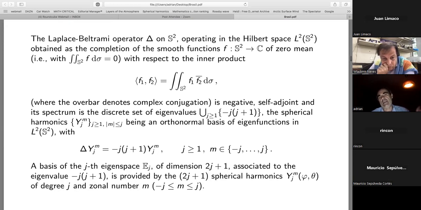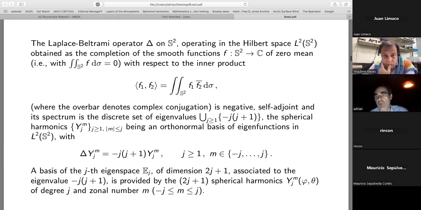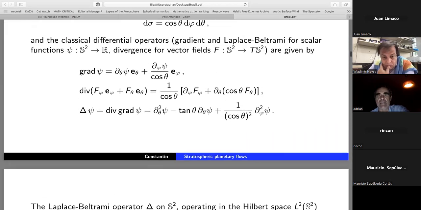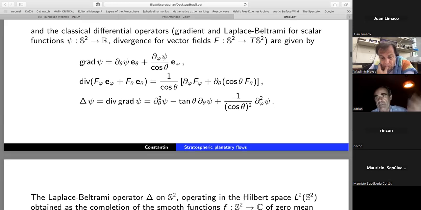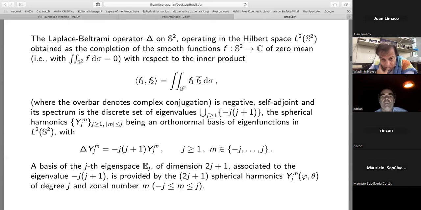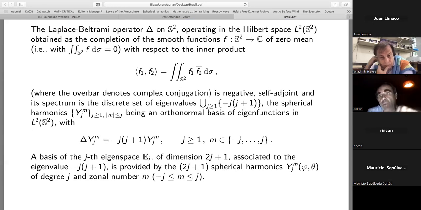Okay, so it is important that the Laplace-Beltrami operates on the completion of the smooth functions with mean 0, and this is the inner product. Okay, d sigma is the volume on the sphere, so it's not dx dz. There is d theta d phi, and there is a cosine of theta. This is the standard thing. So this is the inner product, and it will be important to find explicit solutions to look at the spectrum of this Laplace-Beltrami operator, and the spectrum is well known.